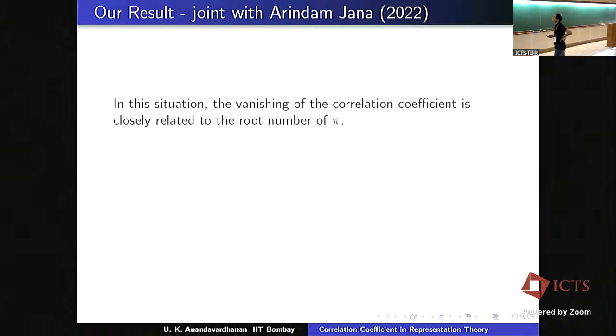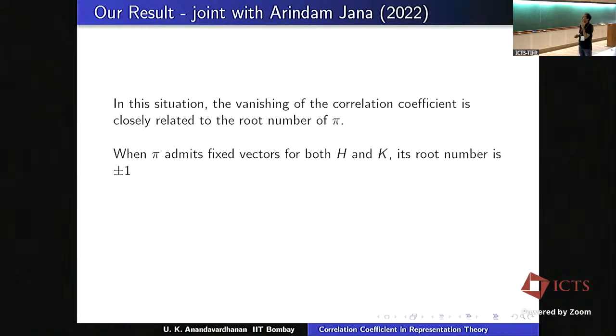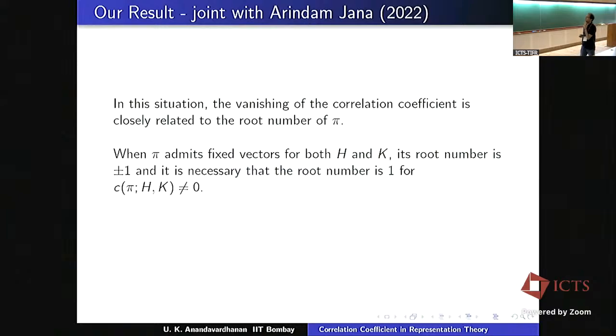So in this situation, the vanishing of the correlation coefficient is closely related to the root number of pi. Root number is not a big deal here because it's just GL2 FQ. One can explicitly say what it is. It's a sign. It's going to be plus or minus 1 because PGL2, so self-dual. And when pi admits fixed vectors for both h and k, root number turns out to be plus or minus 1. And it is necessary that the root number is 1 for correlation to be non-zero. If correlation is non-zero, then the root number is plus 1.